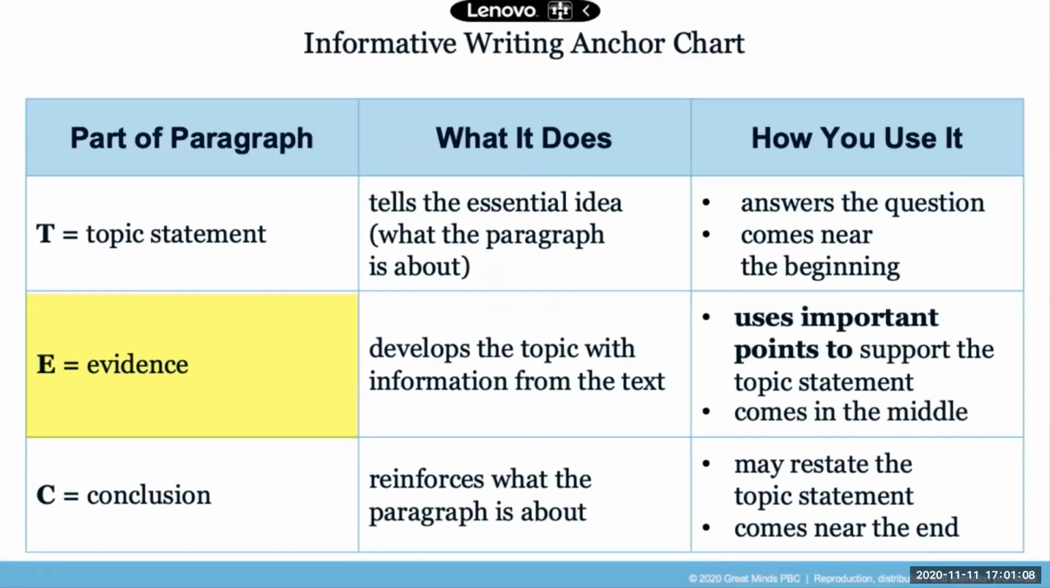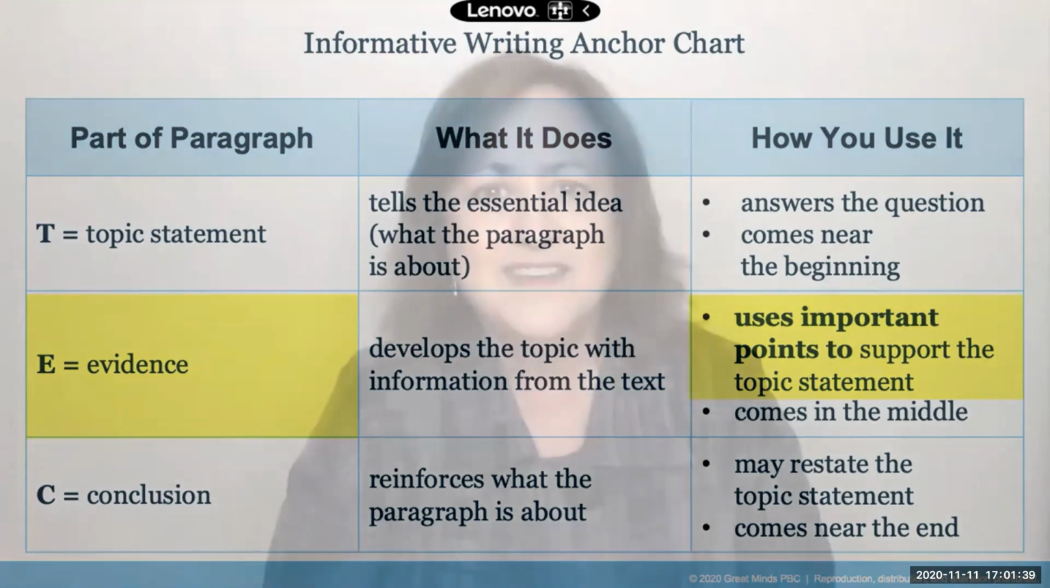Because of your powerful thinking, we need to add something very important to our informative writing anchor chart. An effective writer uses important points to support the topic statement. You know how to read over evidence and how to select or choose the most important points to include in an informative paragraph. You worked very hard and did some very powerful thinking. You should be very proud of yourself.